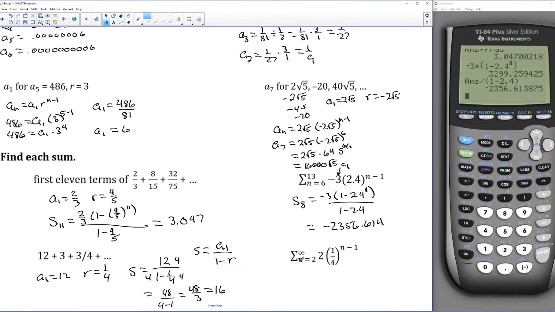Here we're adding an infinite amount of terms, but we're starting with n equals 2. So A sub 1 is 2 times 1/4 to the 2 minus 1. To get the first term, we plug 2 in for n. That's 2 times 1/4, and that's 1/2. So A sub 1 is 1/2, r is 1/4. So the sum is A sub 1, 1/2, over 1 minus r, which is 1/4. And we'll multiply everything by 8. That's the common denominator with the little denominators. 4 over 8 minus 2. So 4 over 6, and that's 2/3.